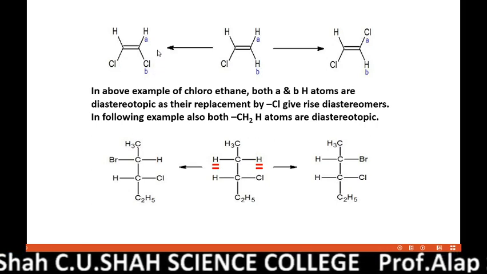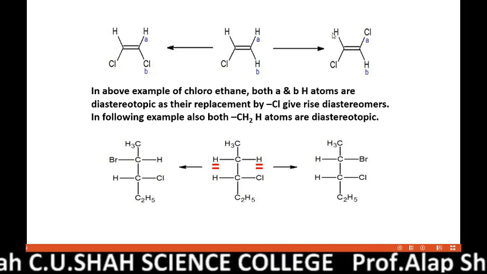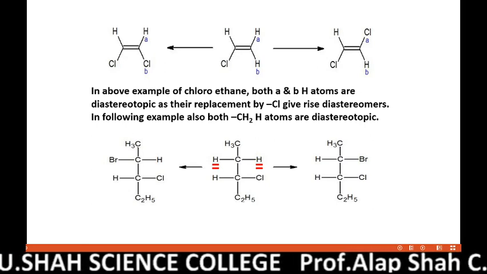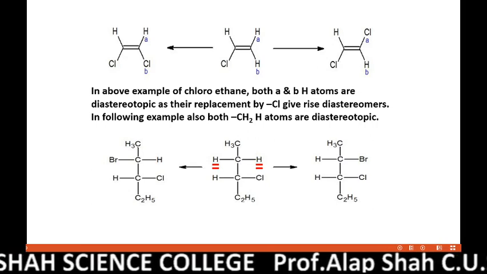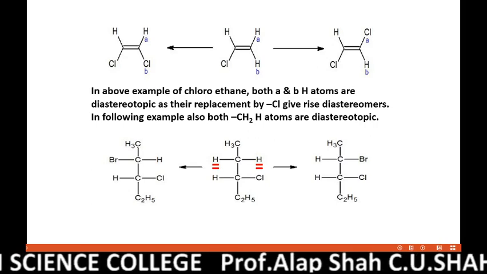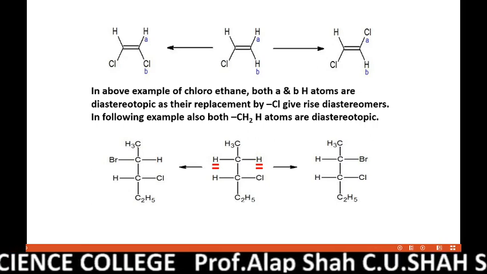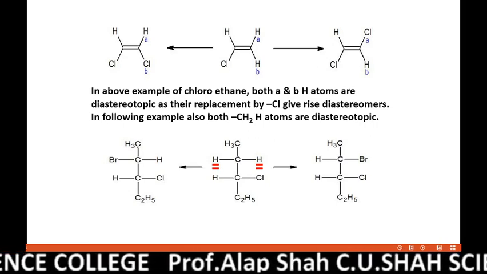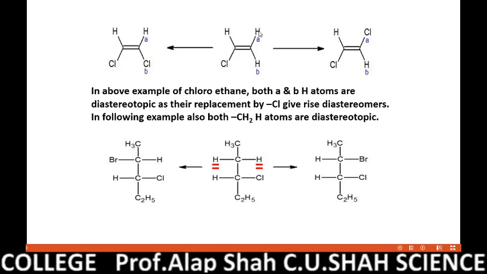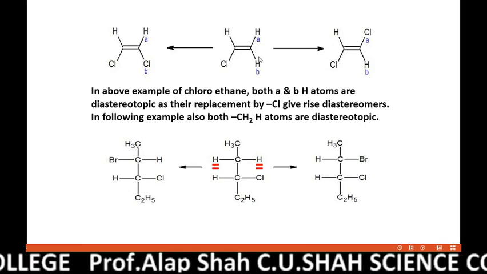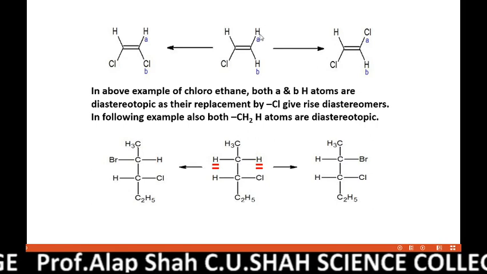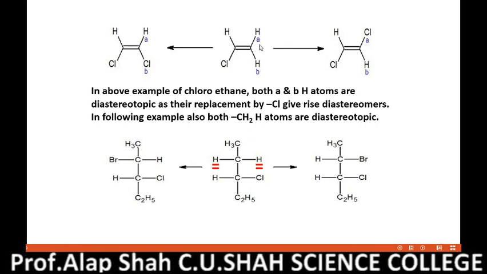If you carefully observe these two resultant isomers, they are not enantiomers as their structures are not mirror images of each other. They are also not superimposable over each other. That's why we can say that they are diastereomers of each other. So originally, these two hydrogens, when replaced by some common group, give rise to diastereomers. That's why they are called diastereotopic protons.